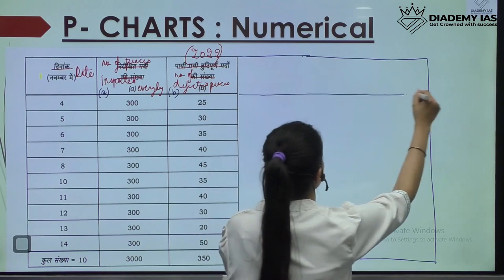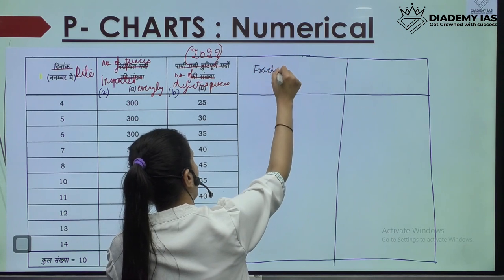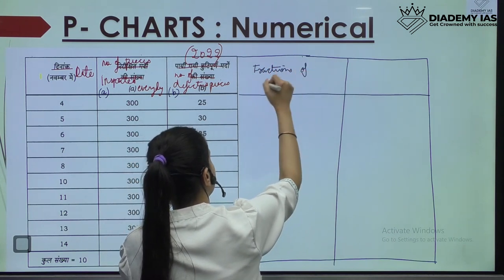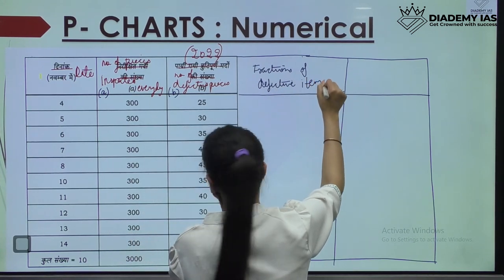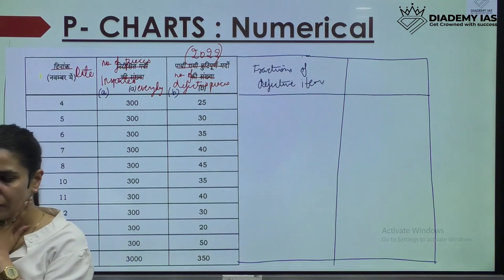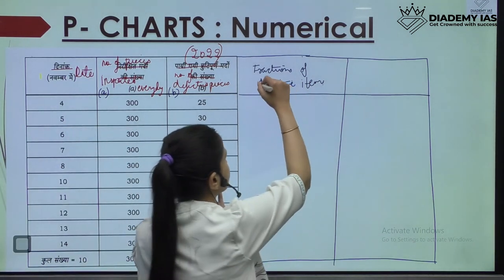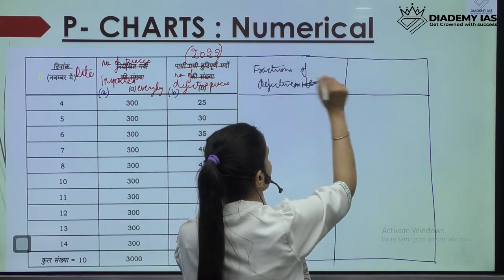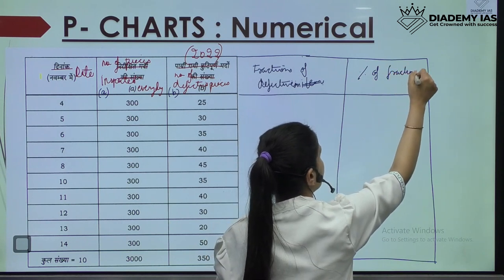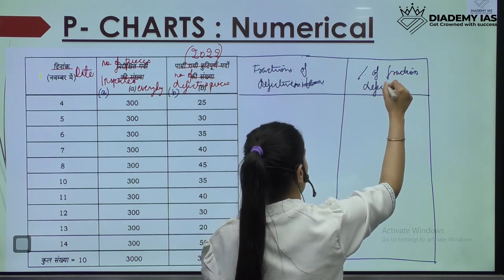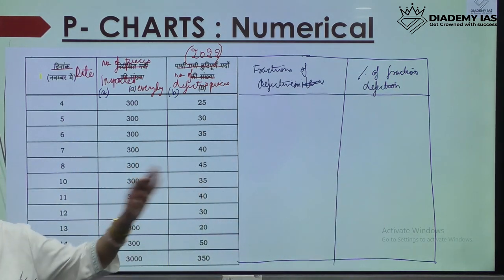So the first one here is going to be the fraction of defective items. Right? Or we also call it fraction defective. And here there is the percentage of fraction defective.